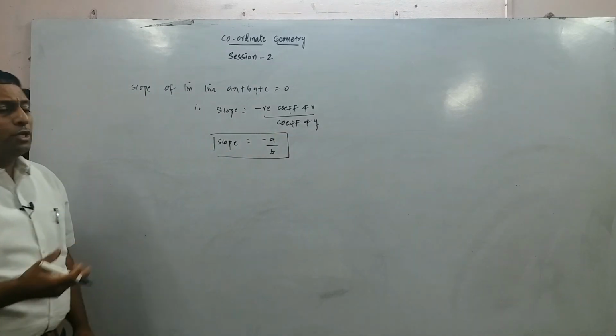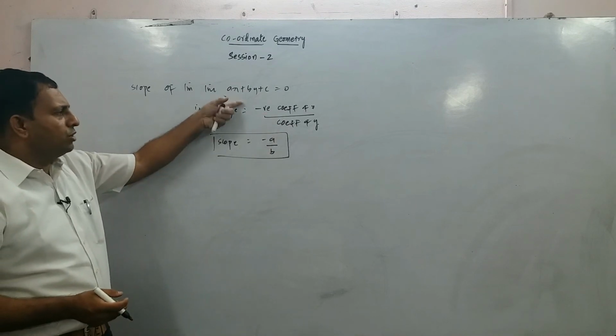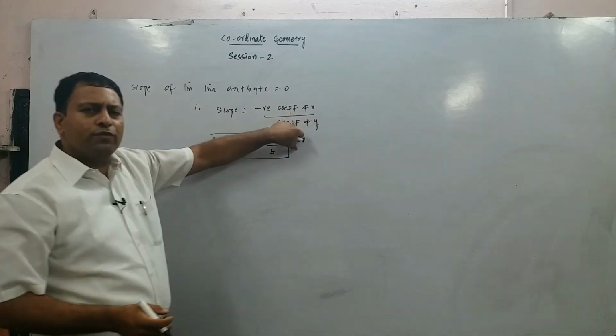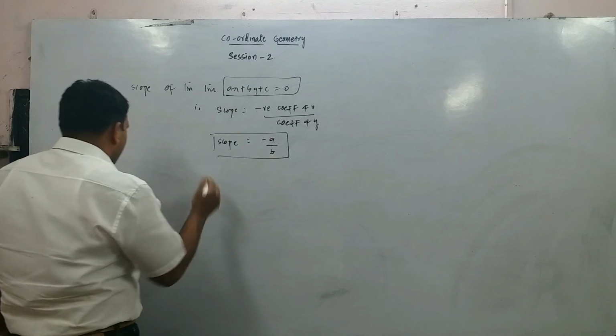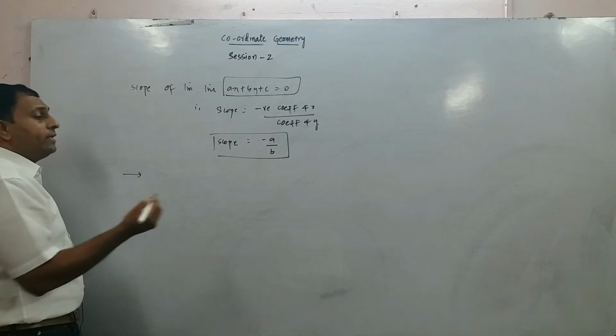That's how you will find the slope of any given line straight away. Looking at the line, you should be able to write the slope: negative coefficient of x by coefficient of y. Don't learn minus a by b by heart. Just say negative coefficient of x by coefficient of y if the given equation is in the general form of line. Now let me tell you what the conditions are if two lines are parallel.